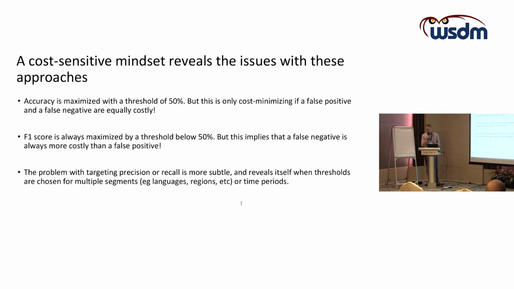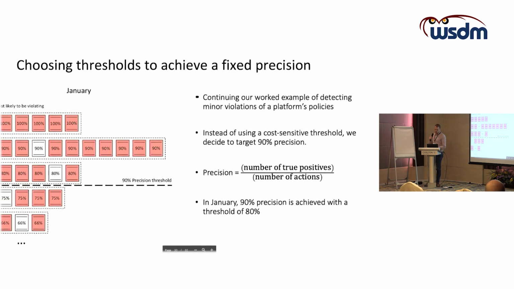And now I'll turn to the method of setting thresholds that picks a particular precision or recall. So maybe chooses the 90% precision threshold. And the reason why these fail is a bit more subtle, and it relies on analyzing multiple time periods or multiple segments of data, for example, different languages or different regions. So let's say we're choosing our thresholds to achieve fixed precision. We'll go back to our example content ecosystem here. So instead of using cost-sensitive thresholds now, we're just going to say we want to achieve 90% precision.